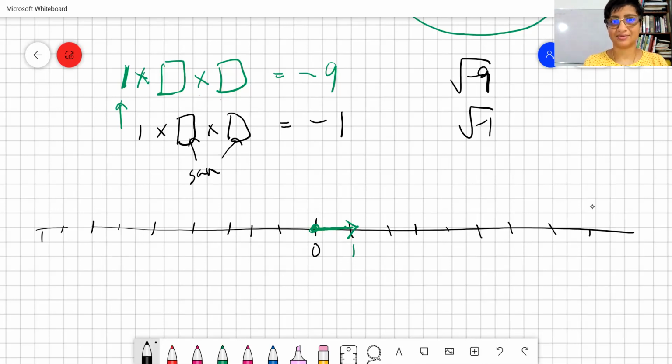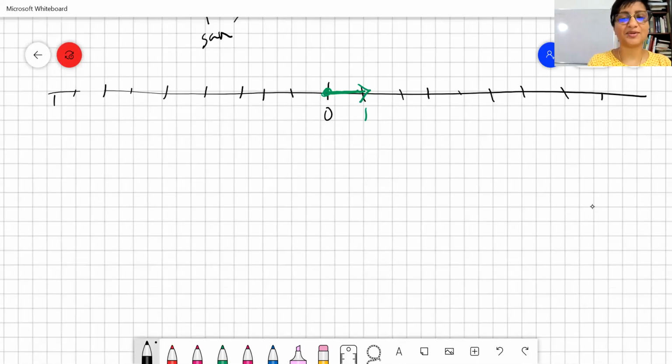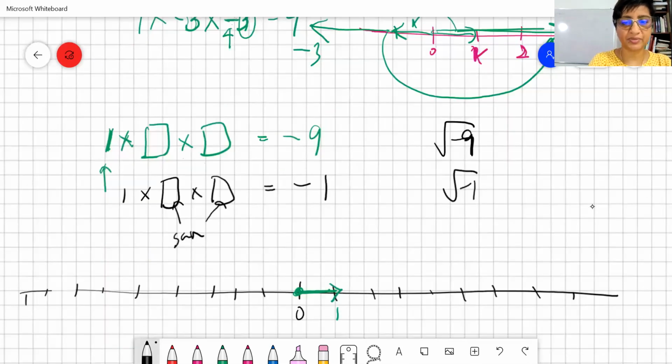Keep going. If you get confused a little bit, stop me. Miss, can you explain the root of minus 9 part again? Yeah, sure. Why I took that was because of this.